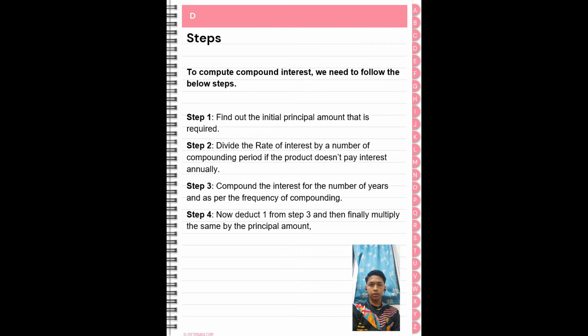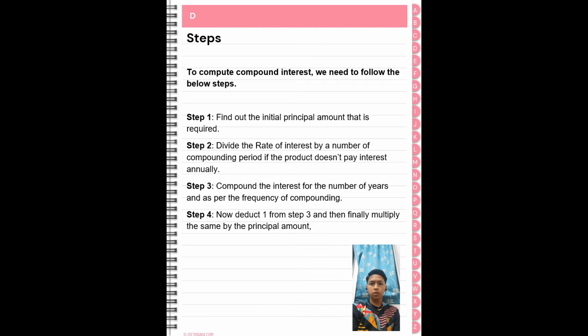The next part is steps. To compute compound interest, we need to follow the below steps. Step 1 is to find out the initial principal amount that is required to be invested. Step 2, divide the rate of interest by the number of compounding periods if the product doesn't pay interest annually. Compounding frequency could be 1 for annual, 2 for semi-annual, 4 for quarterly, and 12 for monthly.